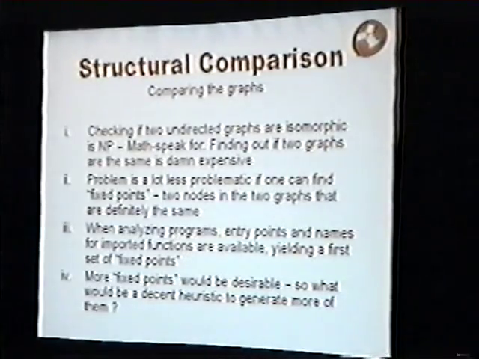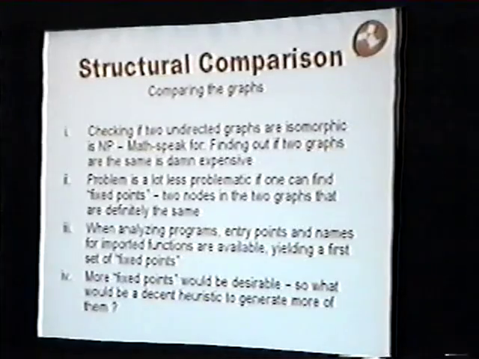And the other thing is, showing that two graphs are the same gets a lot cheaper if you have a number of fixed points, meaning a node in the left graph and a node in the right graph, and you know those are definitely the same. That allows you to try to show the graph isomorphism in a lot cheaper manner than usually.